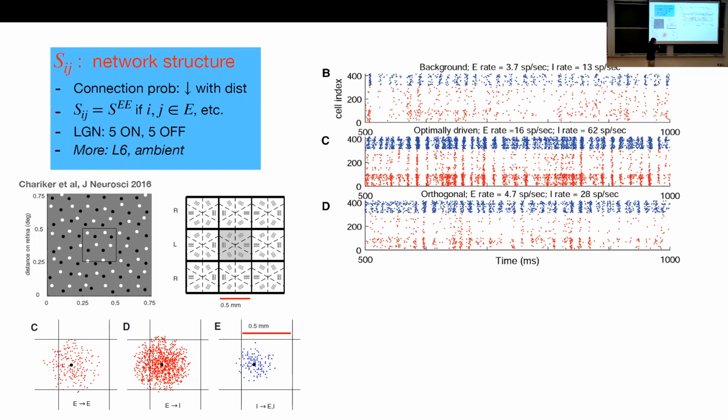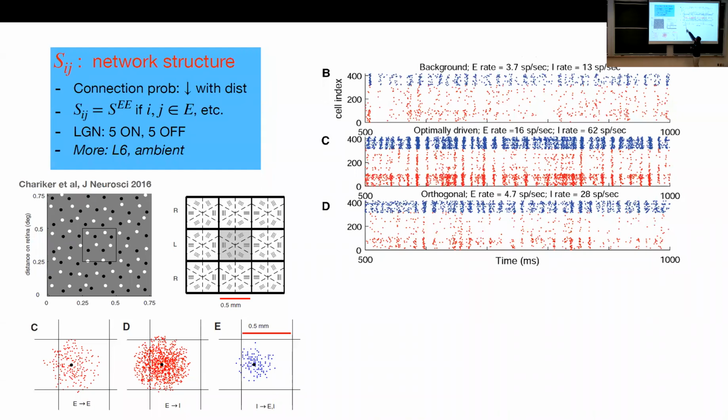Okay. So here are some results that you can take from one of their papers. What this is showing is what's called a raster plot. Time goes this way, and these are indices of cells. So each dot is a spike. Red is excitatory. Blue is inhibitory. And these are cells with, I guess, similar preferred orientations.